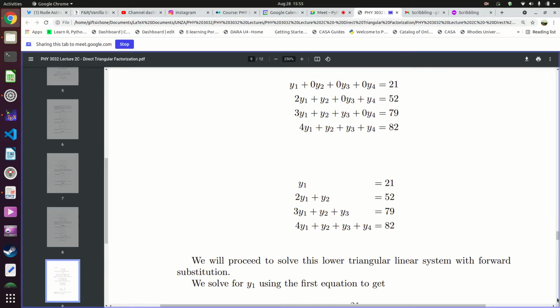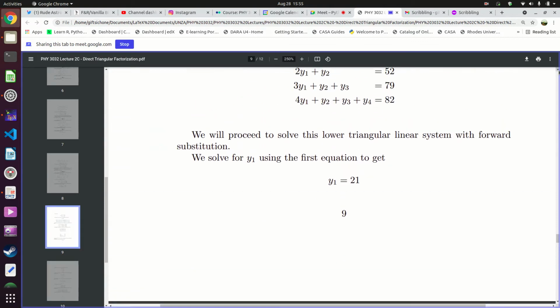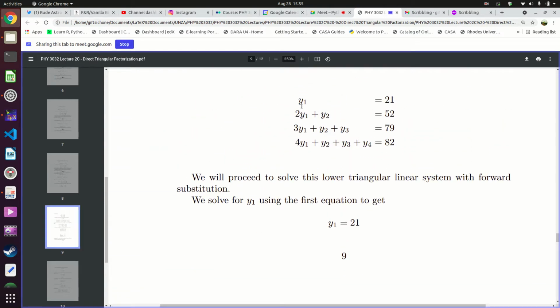So in this particular case, you can now work out y1. Clearly, you can see y1 is straight away 21. So y1 is equal to 21. Then using y1 equal to 21, you try to work out y2. So y2 is going to be 52 minus 2y1.